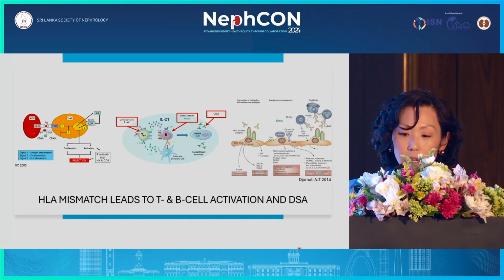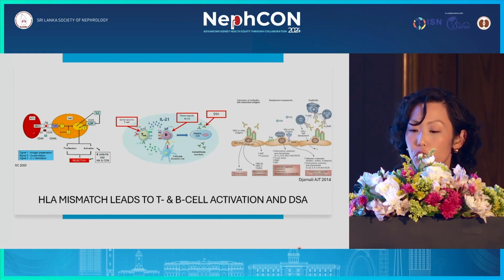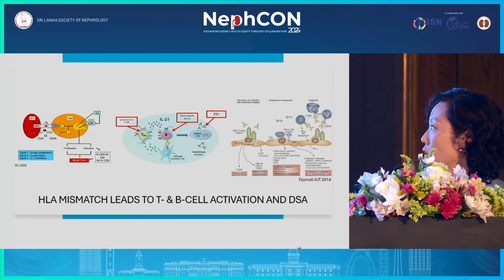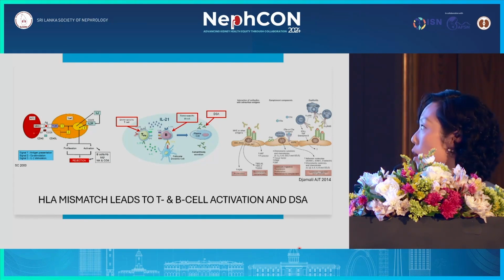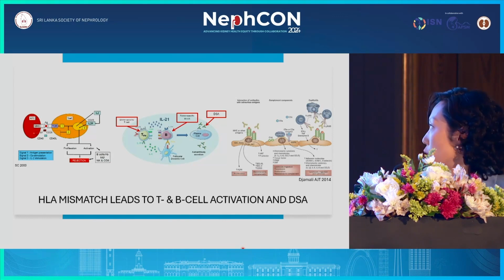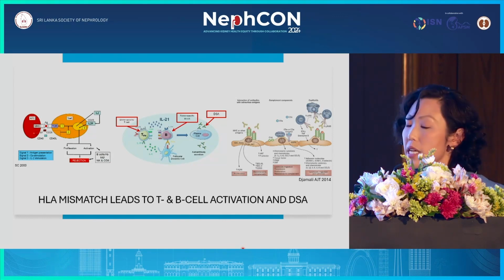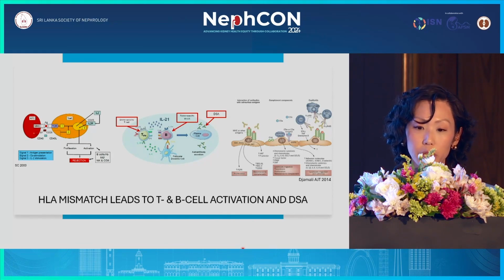T follicular helper cells are also activated in this process, and these travel to the germinal centers of lymph nodes where donor-specific T follicular helper cells activate donor-specific B cells, which become donor-specific plasma cells and therefore produce donor-specific antibody. These donor-specific antibodies travel to the graft where they mediate complement-dependent and independent injury on the graft termed antibody-mediated rejection.